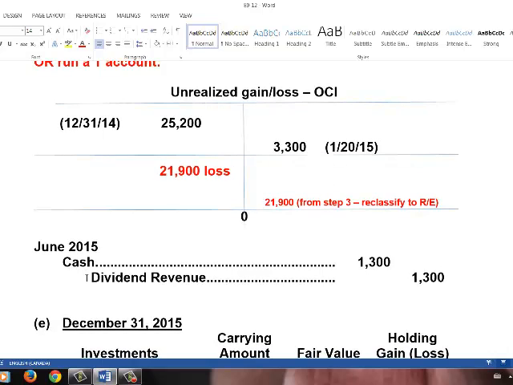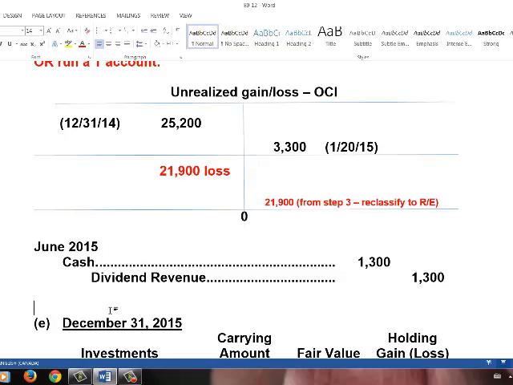Now, the question also said to book everything that happened in 2015. They just happened to throw something else in here and tell you that there was a dividend paid during the year on the Burnham shares, and that was a $1,300 dividend. They just threw that in to give you something a little bit different than OCI. So all we did there is debit cash and credit dividend revenue because the company took that in.